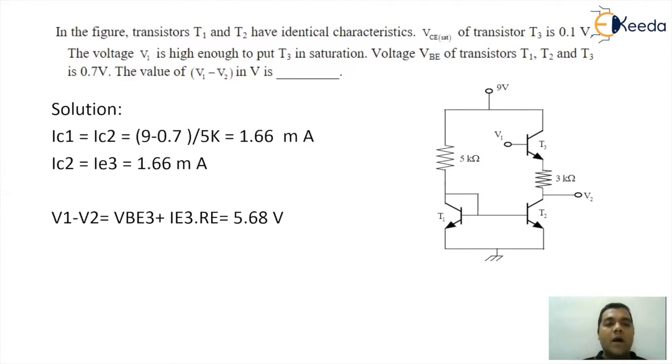So IE3 into RE, where IE3 is 1.66 milliampere, RE value is 3 kilo ohm, VBE3 is 0.7. Substituting it, you will get the value as 5.68 volt. So the value for V1 minus V2 is 5.68 volt. This is how you solve this sum.